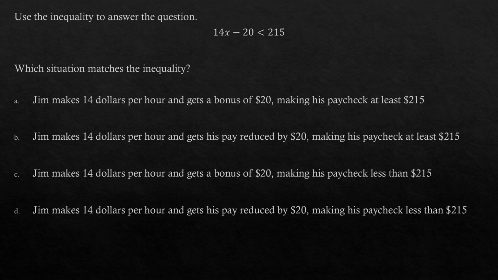All right, we want to know which inequality matches the situation. Well, 14x tells me I want $14 per hour, so all of these are good. Now notice this 20 is minus 20, which means money is being taken away. So if I'm getting a bonus, that is not subtracting $20. Bonuses are not people taking money away from you. That's money you get, right? That's not what we're looking for. His pay is being reduced by 20. That's what we're looking for.